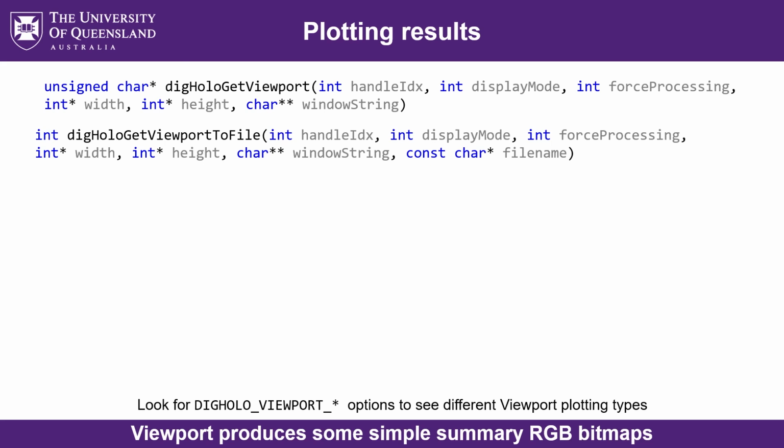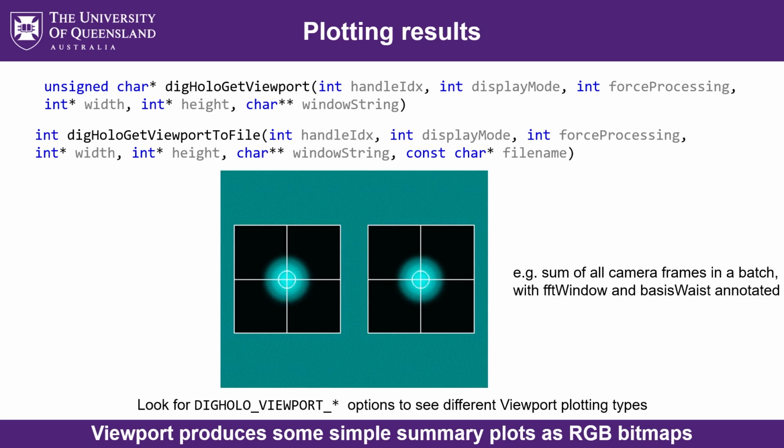There are some simple plotting routines available, plotting things like the fields, camera frames, the Fourier plane, with some basic annotations on it. Of course, you can also do your own plotting using the data that digHolo returns, but there are some basic plotting functions it can do for you.